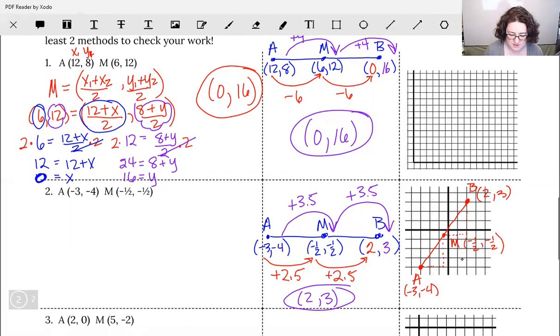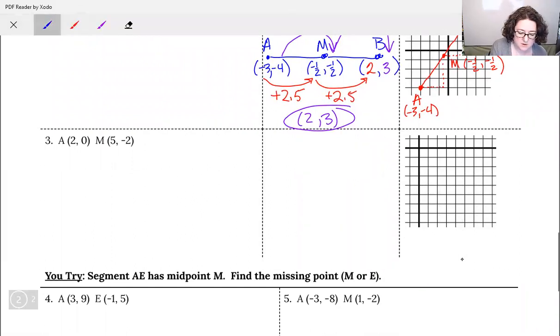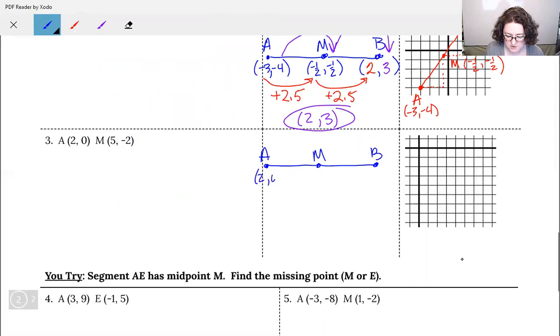Okay, so let's check how you did on number 3. So again, I'm going to go for that middle method for mapping it out. So I'm going to pick a darker color. Here we go. So point A, point M, point B. A is 2, 0. Midpoint is 5, -2. The other nice thing about doing this method is you really have to think about where you're putting your points. Always stop and think, are they giving you 2 endpoints or are they giving you a midpoint? Okay, map it out.